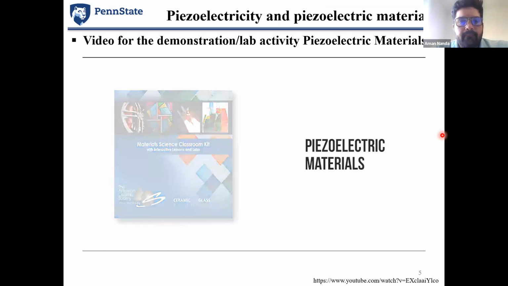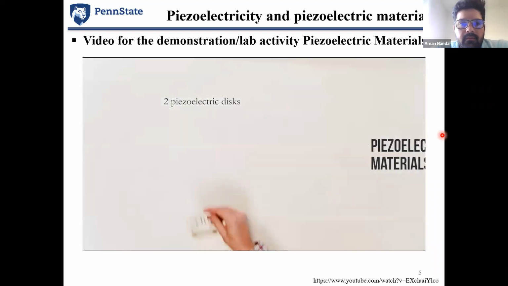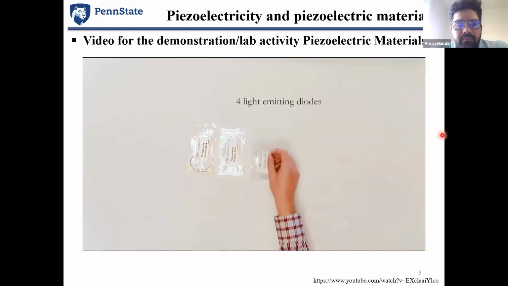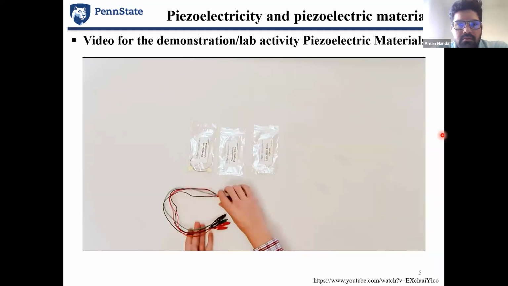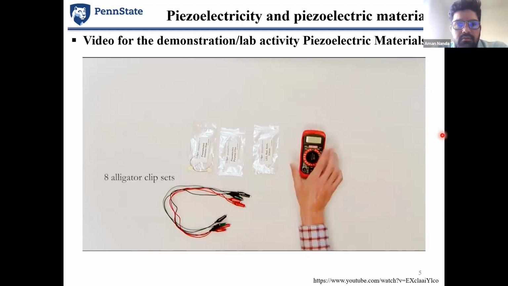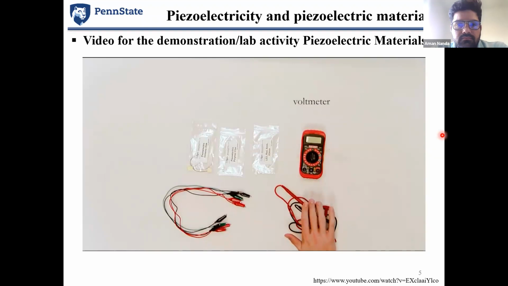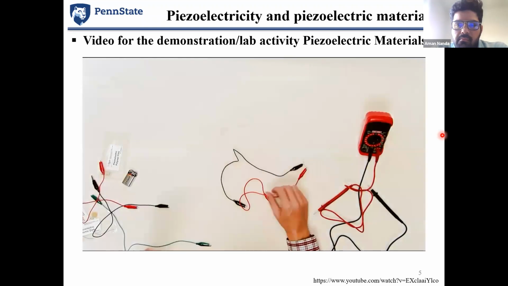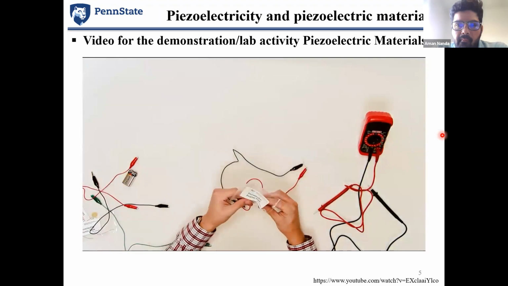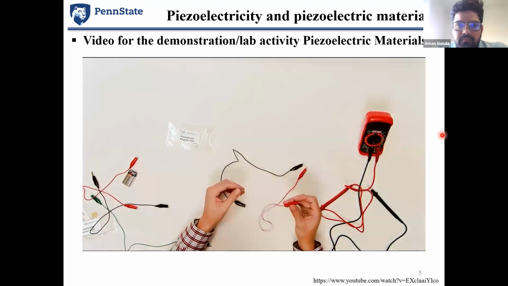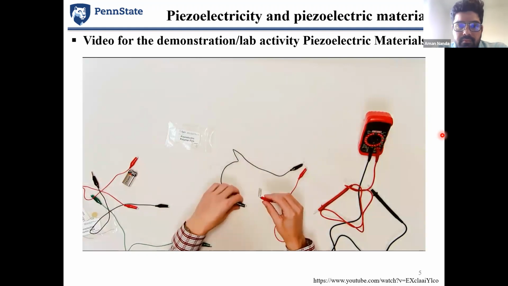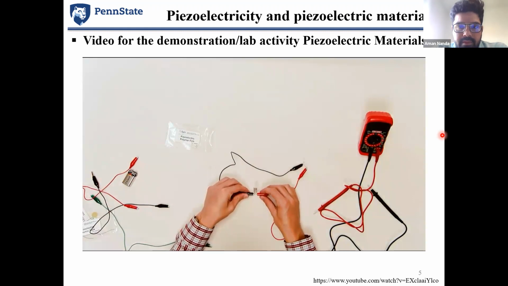The materials needed for this demonstration are 2 piezoelectric ceramic discs, 2 piezoelectric polymer films, 4 light-emitting diodes, LEDs, 8 alligator clip sets, voltmeter, musical greeting card. Connect one LED to a piezoelectric polymer film so that one wire of the LED is connected to one leg of the film and the other wire on the LED is connected to the other leg of the film. Use the supplied alligator clips to make these connections.